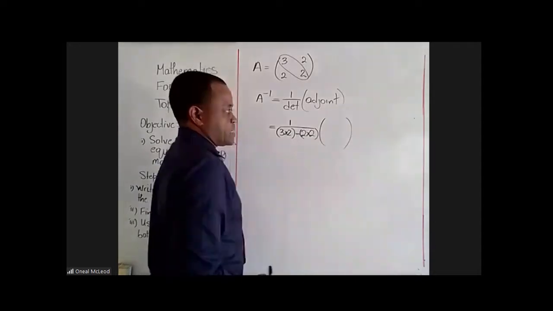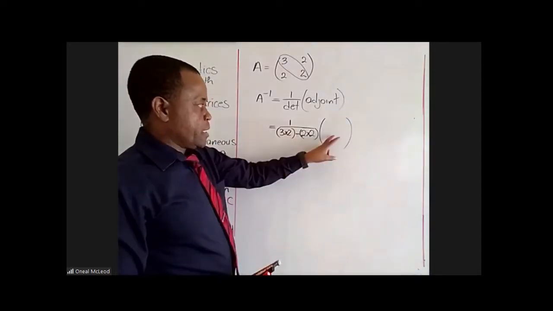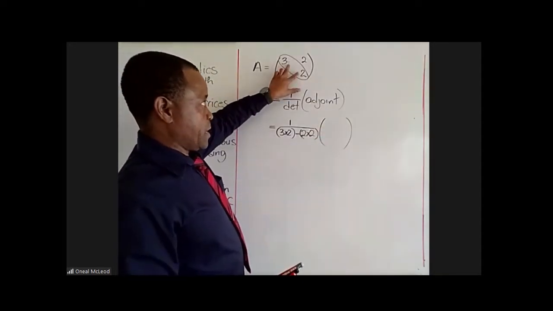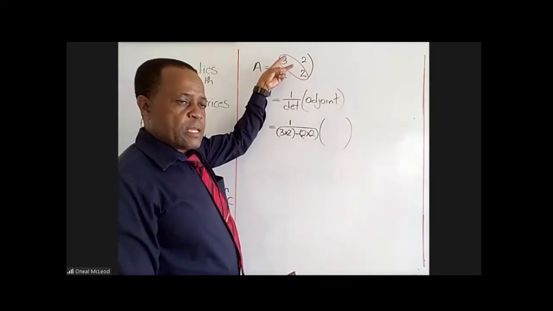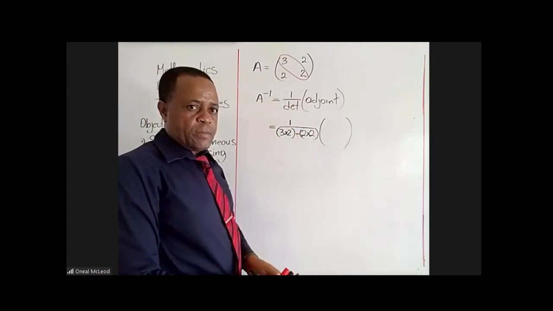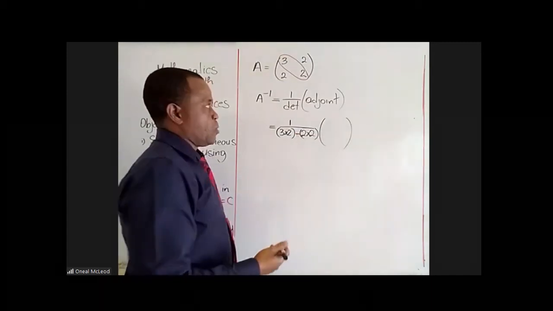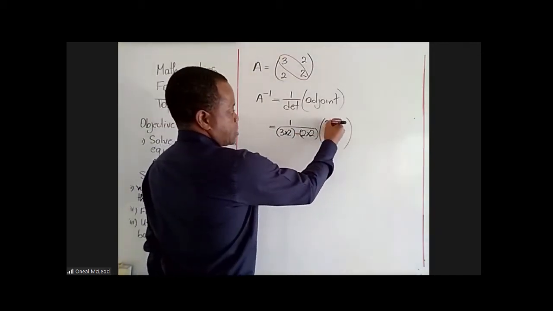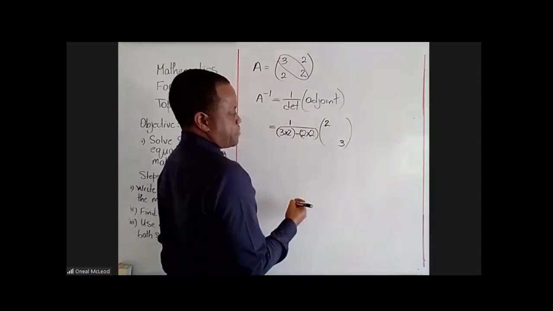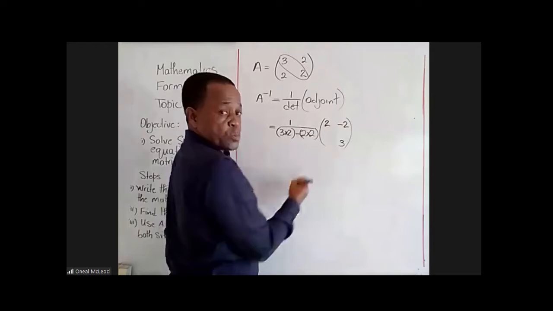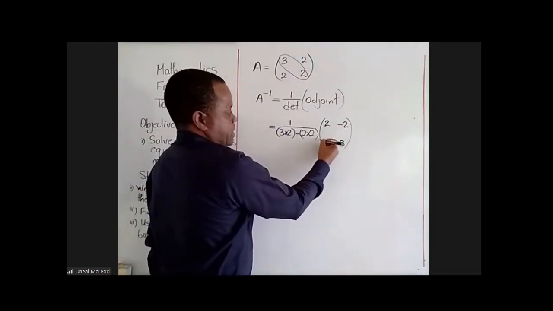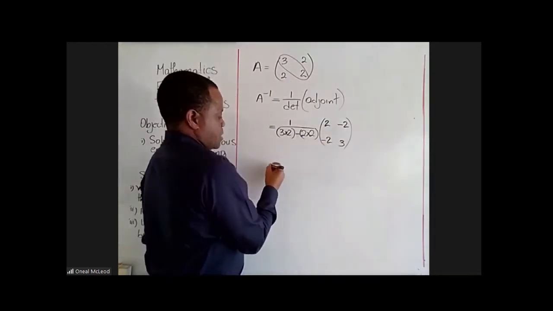Now for our adjoint matrix, remember what we did to find our adjoint is to interchange our leading elements and then multiply the non-leading elements by -1. So we would end up with 2 and 3 here. Then I'm going to multiply that by -1, which gives me -2. This by -1, which ends up giving us -2.